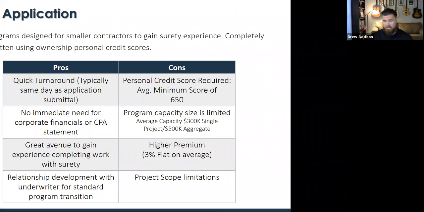So if you're going into your estimations, you don't have a surety program in place, and chances are you may need one, that's probably a good number to start when you're adding it to your estimates.